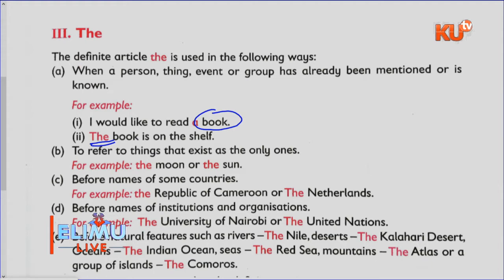Second, to refer to things that exist as the only ones. They don't have any other thing. We don't have any other thing that exists in the same form. For example, the moon or the sun.